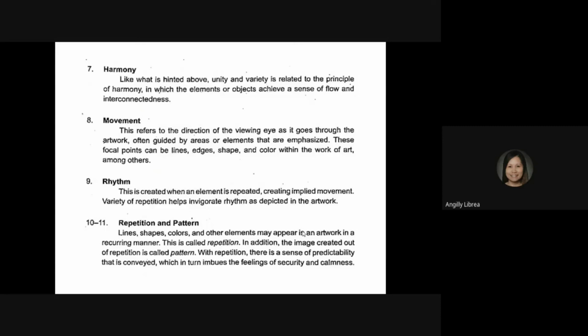This is called repetition, as the term implies. In addition, the image created out of repetition is called pattern. With repetition, guys, there is a sense of predictability that is conveyed. We can now see patterns. There is repetition, and this is what makes up a reoccurring manner that is now called pattern, which in turn imbues the feelings of security and calmness.